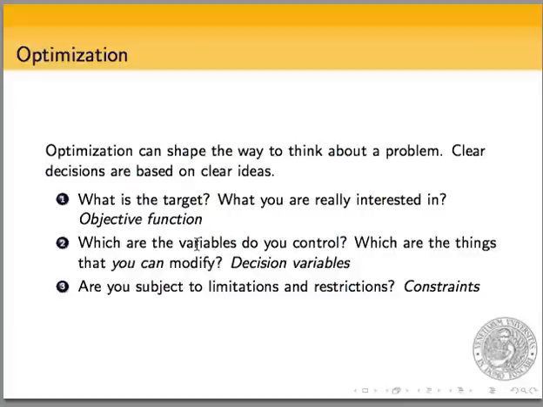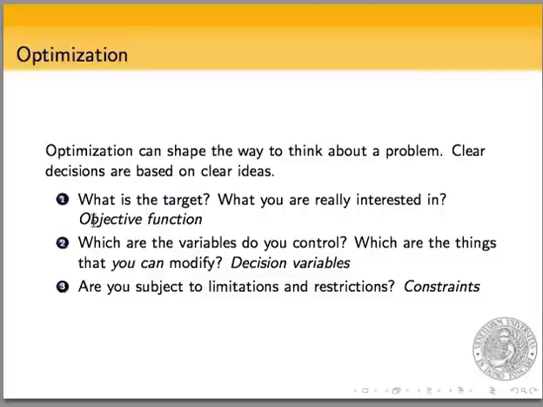So the first question you may try to answer is, what is your target, what you are really interested in? This boils down in the optimization jargon to explain clearly what is your objective function. You have something you want to maximize or minimize, and this should be very clear in your mind.